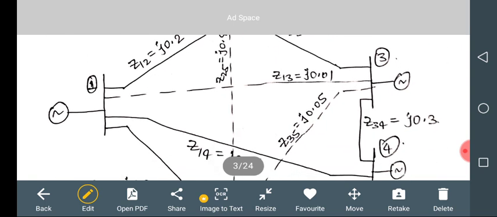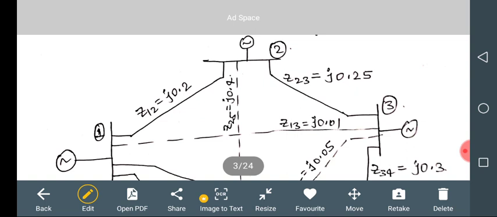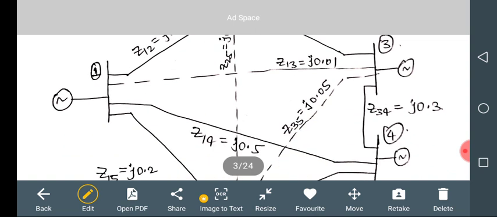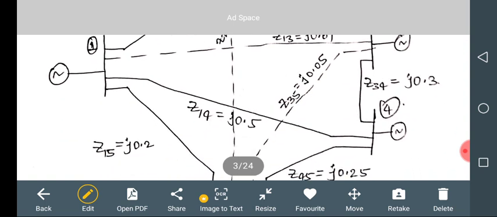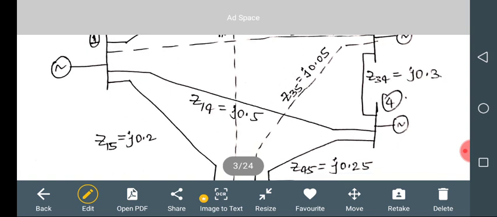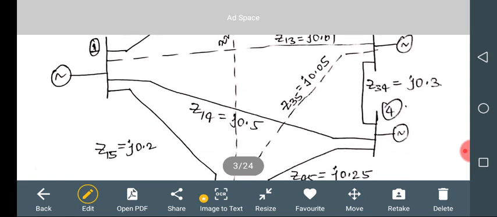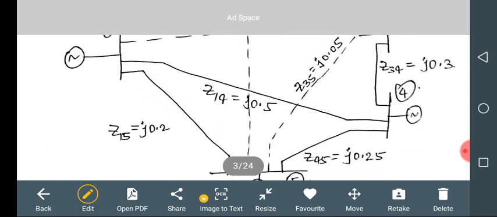Similarly, we will calculate Y33, which is equal to Y23 plus Y34. Y44 will be equal to, come to bus number 4. To write Y44, come to bus number 4 and identify the direct connections between bus number 4 and all the remaining buses of the given power system network. Bus number 4 is directly connected to bus number 3, bus number 1 and bus number 5. Therefore, Y44 will be equal to Y34 plus Y45 plus Y14.